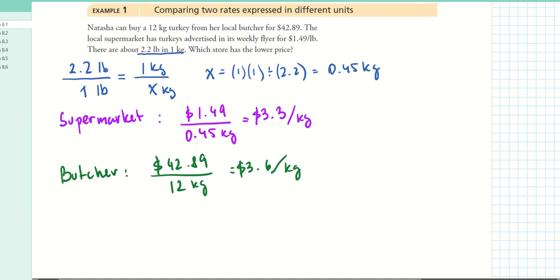So as you can see here, now we can compare these two, because we have the same rate. We have dollars per kilogram, dollars per kilogram. Like I said, you could have done this in other ways.